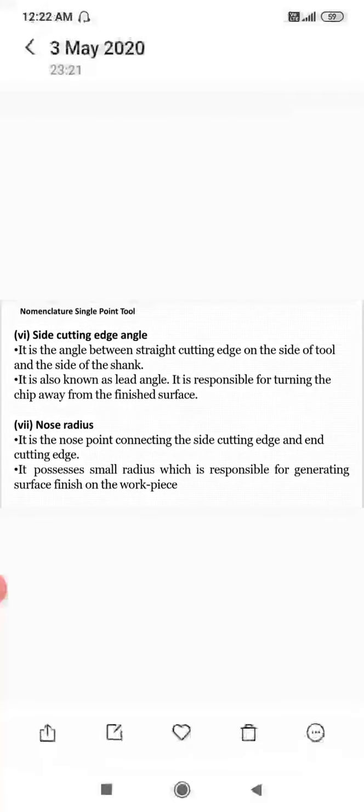Next, lip angle. It is the angle between face and end surface of the tool. Normally, lip angle is between 60 to 80 degrees. The last is nose radius. Nose radius is the radius between the side cutting edge and the end cutting edge. It has a small radius which is responsible for tool life and surface finish on the workpiece.